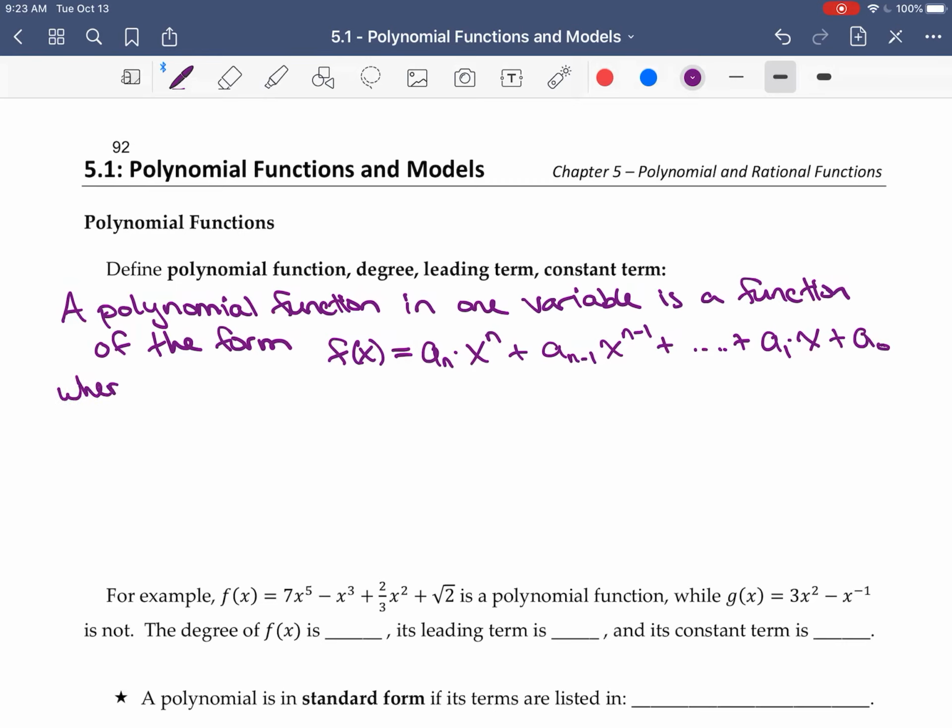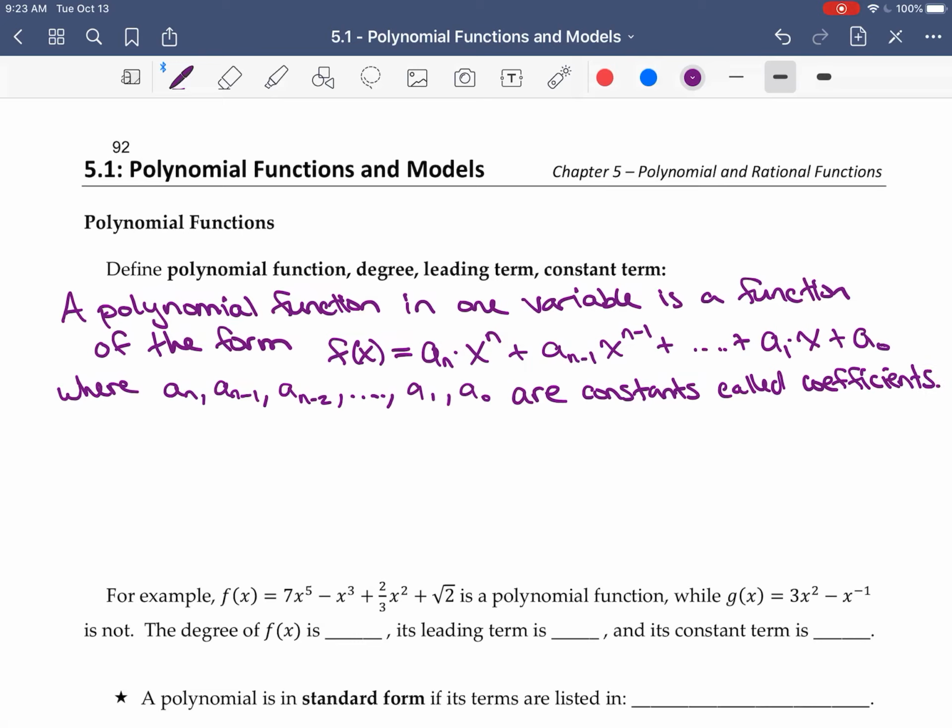So here a(n), a(n) minus 1, a(n) minus 2, etc. are constants, and we normally call them coefficients. n is a non-negative integer, and x is the variable. So that's a polynomial function.